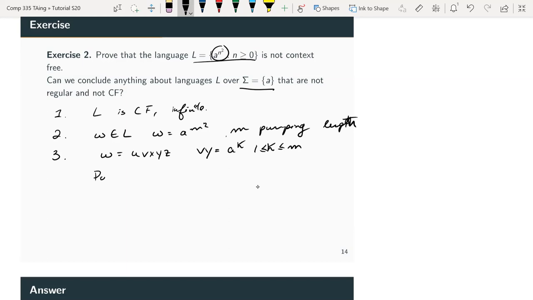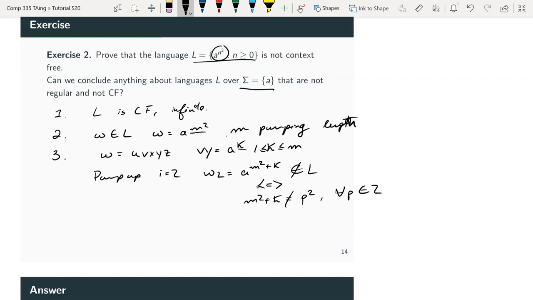Let's say I want to pump up. You could also pump down, but I'm going to use pump up because it's going to be a bit easier for me to explain. So I'm going to get W2. I'm essentially just adding K A's to my already M squared A's, so I'm going to get A^(M^2+K). Now my goal is to show that this is not in L. But that's not in L if and only if M squared plus K does not equal P squared for any P in the integers. So essentially M squared plus K is not a perfect square, and you can show that by showing that it is between two consecutive square numbers.